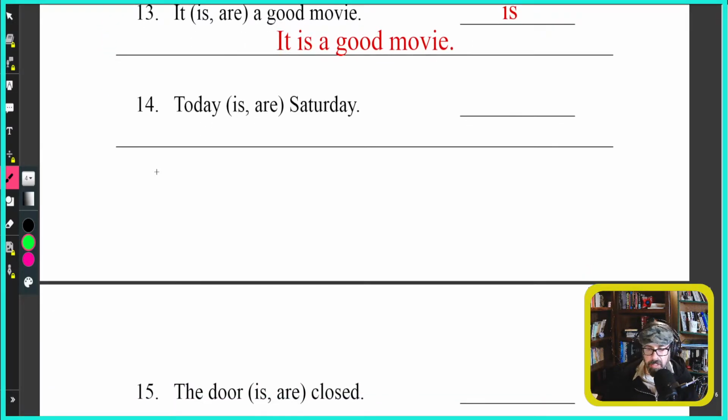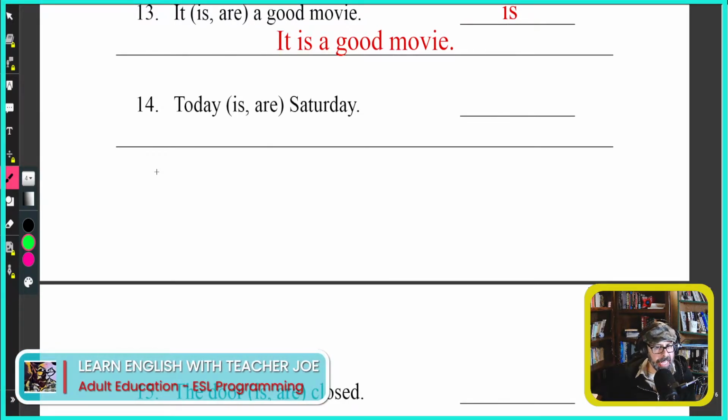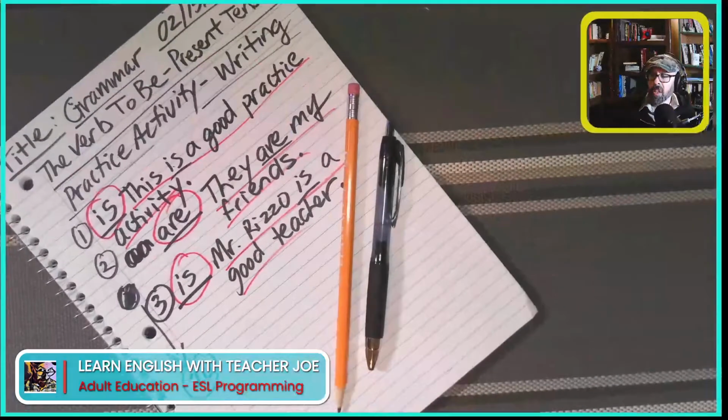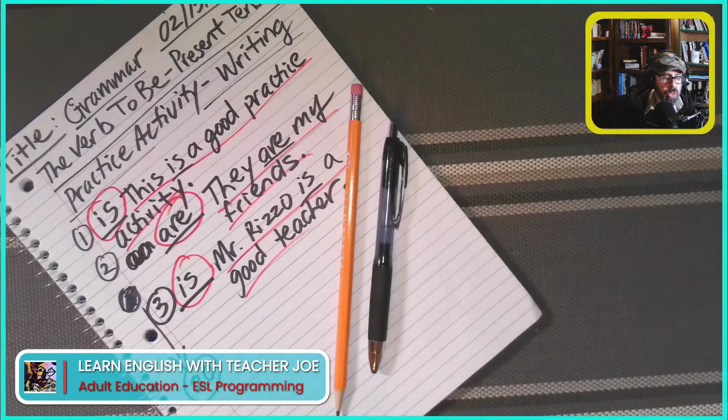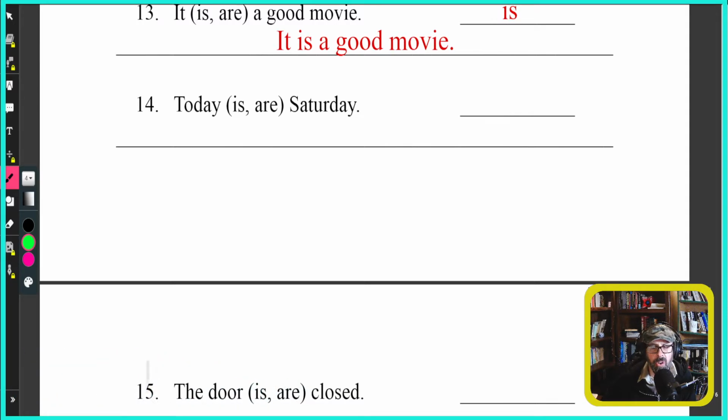Okay, 14. Today is or are Saturday? Is or are. Okay, write your answer in your notebook for 14. Today is or are Saturday? Is or are?